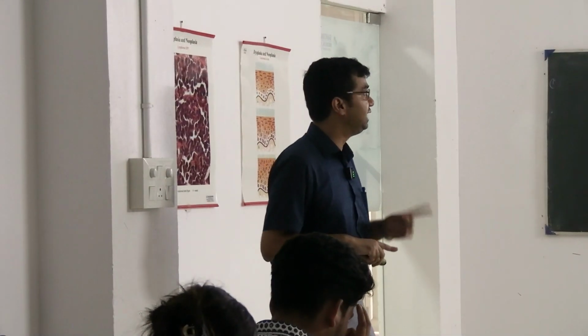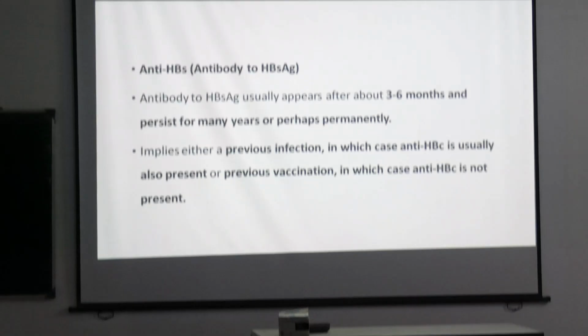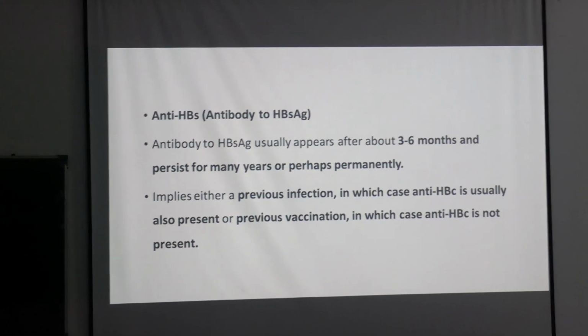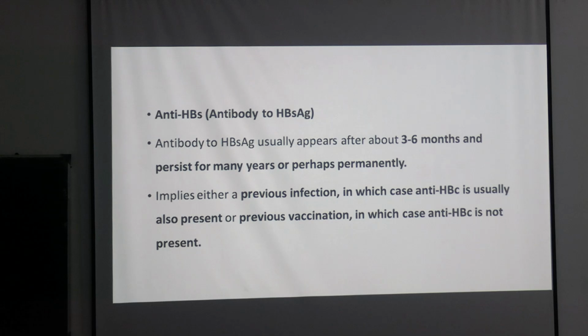Next is anti-HBs, antibody to HBs antigen. Antibody to HBs antigen usually appears after about 3 to 6 months and persists for many years or perhaps permanently. It implies either a previous infection, in which case anti-HBc is usually also present, or previous vaccination, in which case anti-HBc is not present. In a previous vaccination case, anti-HBc will not appear. Only anti-HBs will appear.